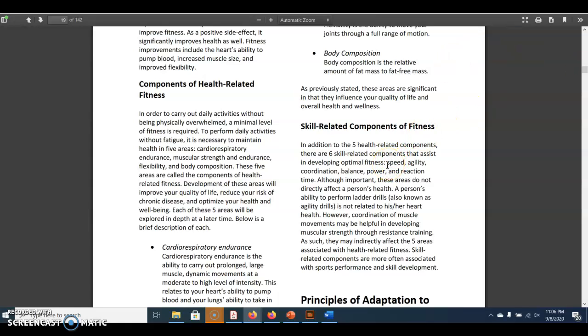So I always talk about, I do it this way where we do agility, balance, coordination, reaction time, power, and speed. And so agility means the ability to change directions quickly. You don't really need that in the day-to-day functioning. I would argue that balance is definitely necessary.